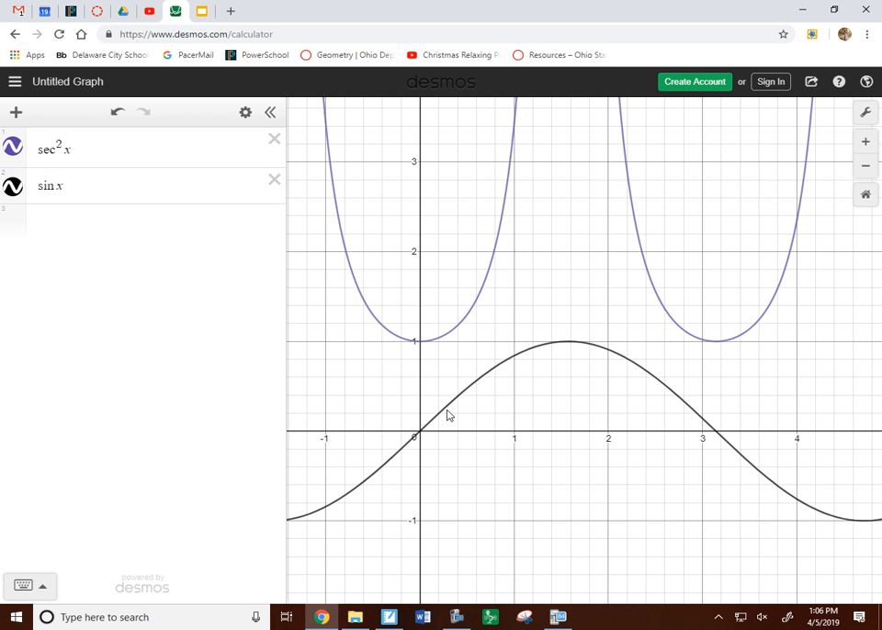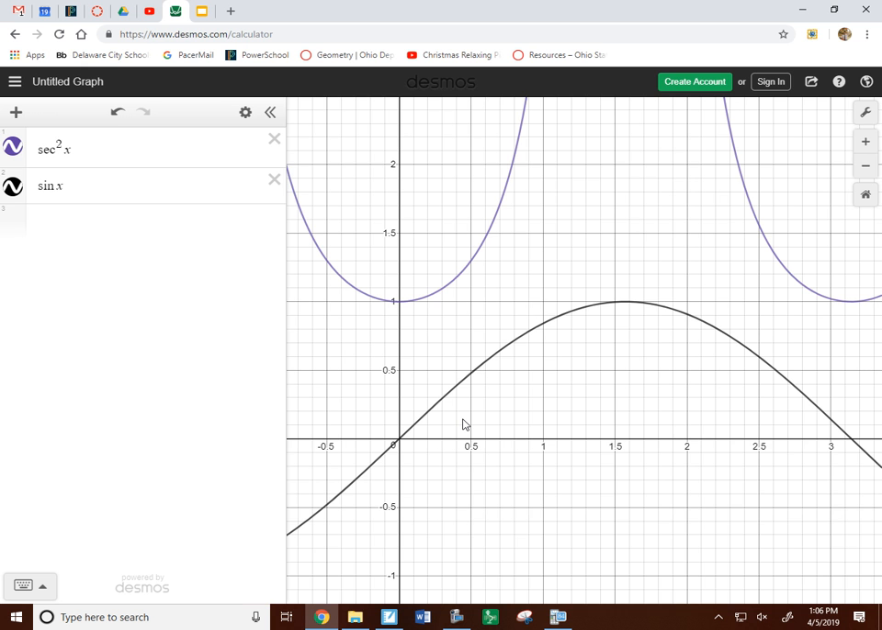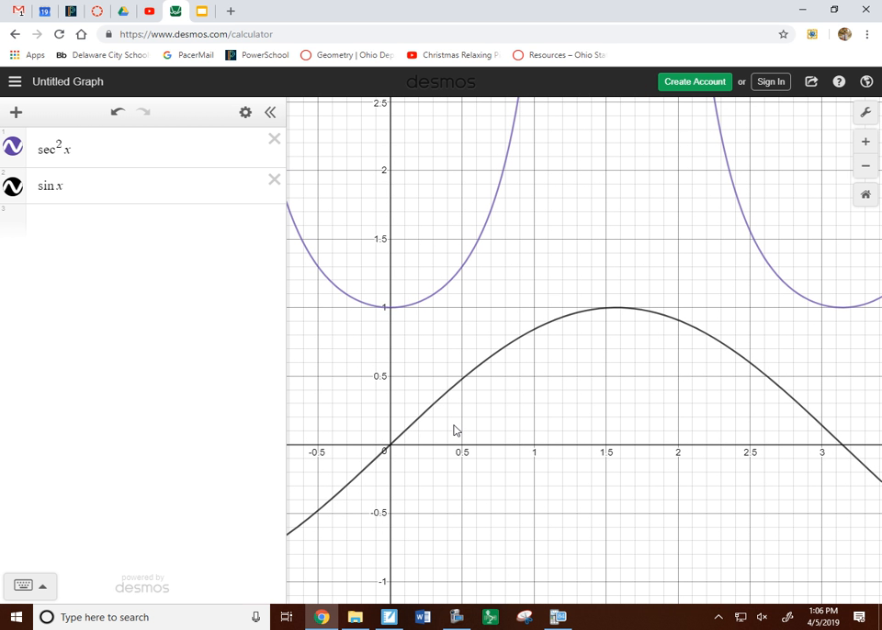All right, and we're on the interval 0 to pi over 4, which is close to 1. So we'll leave it about there. 3.14 divided by 4, so less than 1. All right, so we're right around here.